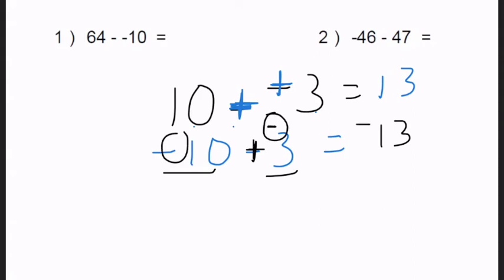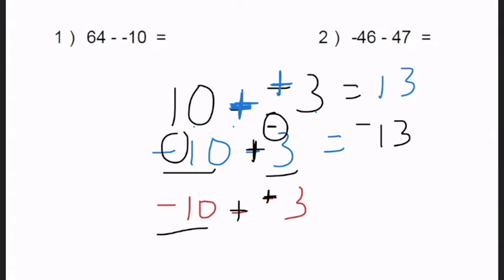All right, let's try a different one. How about if I have negative 10 minus a negative 3? So what I'm going to do is this. Again, I change it to plus. That's the first step of everything, change the minus to a plus, but change the sign of the next number. So if it's negative, make it positive.